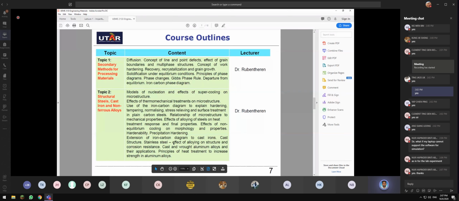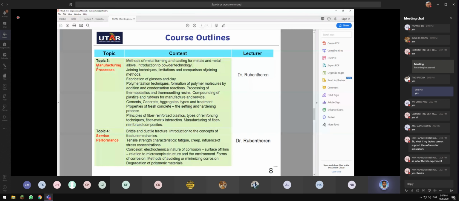Okay, now the course outlines. We have 4 topics. First topic is secondary method for processing materials, which is the fundamental. Topic 2, structural steel, cast iron, and ferrous alloy, which is the properties of material. The third one is the manufacturing process. Same goes to topic 4, which is the service performance.